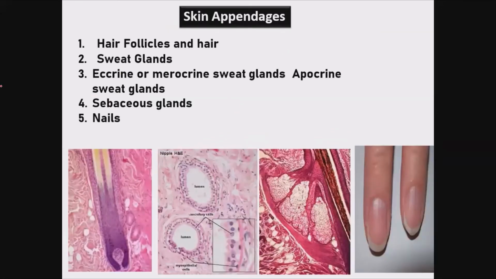Now, coming to the next important topic, skin appendages. What are the structures arising within the skin? The most important ones are the hair follicles, sweat glands, sebaceous glands, and nails. In sweat glands, again, we have eccrine and apocrine glands. We'll be discussing them one by one.